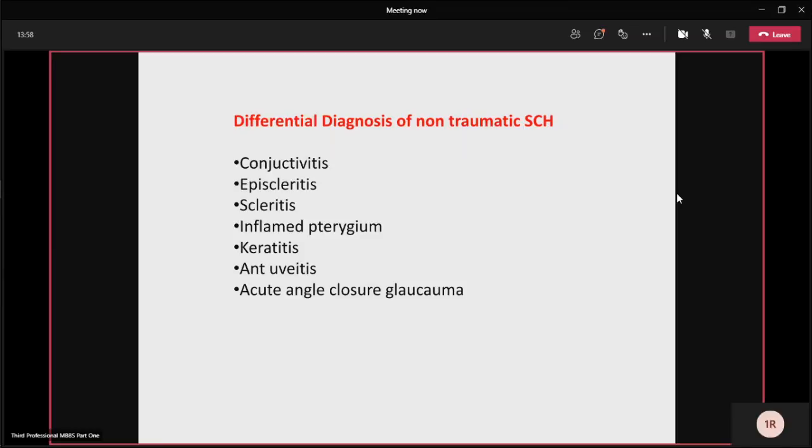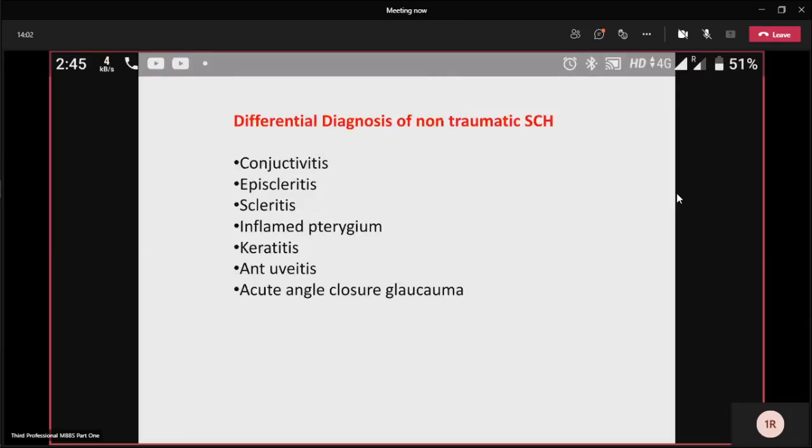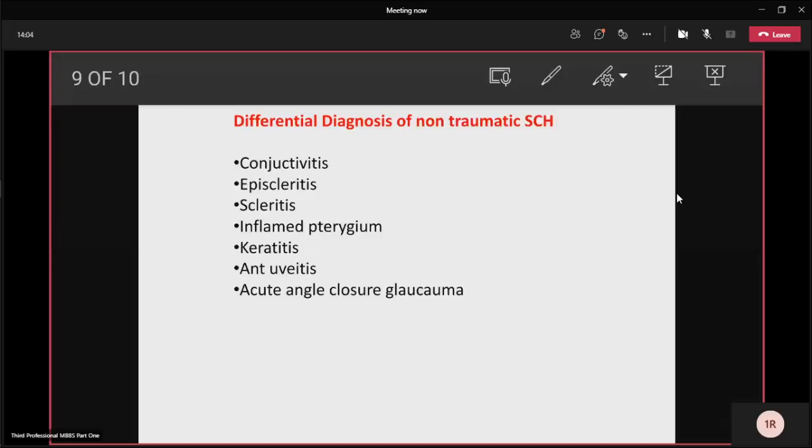And in acute angle closure glaucoma, there may be associated redness, but in that case, you will find there is intense photophobia. There is associated pain, and raised IOP will be there. So this all will help to differentiate it from subconjunctival hemorrhage. Because in subconjunctival hemorrhage, there is no pain, there is no rise of IOP, there is no anterior chamber inflammation, and there will be no associated infection.